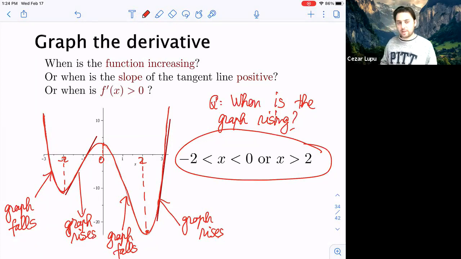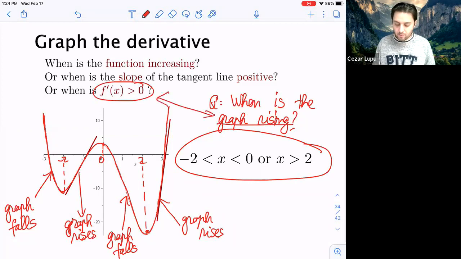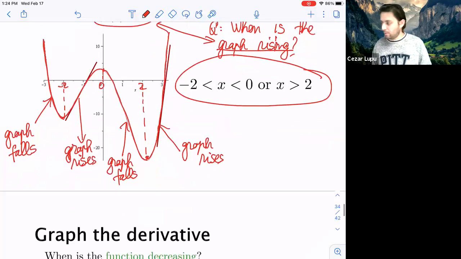All right. So that's when the derivative is positive, is when the graph is rising. And when the graph is falling, the derivative will be negative. So that's what you need to know. Okay.